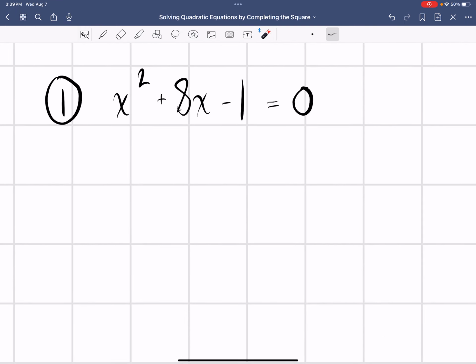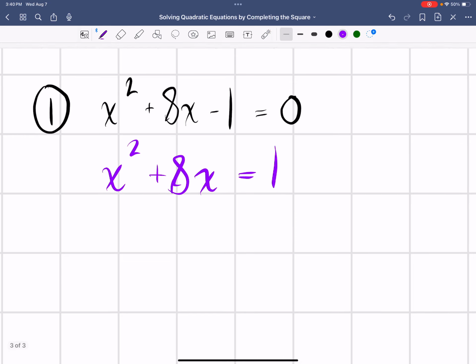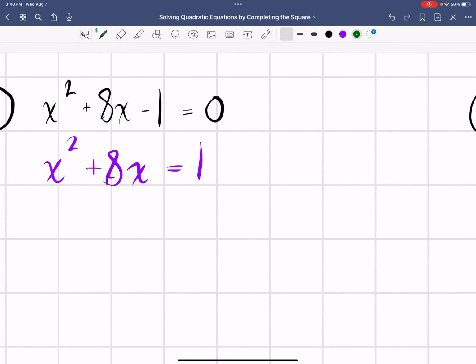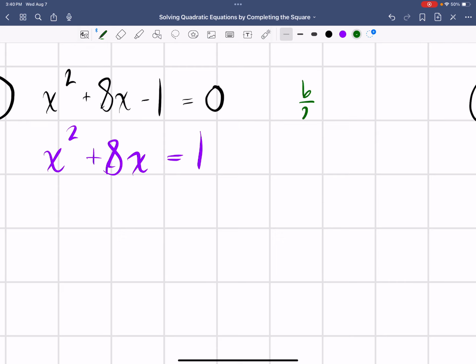The first one, step 1, remember, is we're going to move the constant, -1, to the other side. So we'll add 1 to both sides, and we get this. Then we need to make the leading coefficient 1, but you'll notice the leading coefficient is already 1, so we can skip that step. The next step will be add b over 2 squared to both sides. And this is the key step, really, to completing the square. We have to add b over 2 squared to both sides.